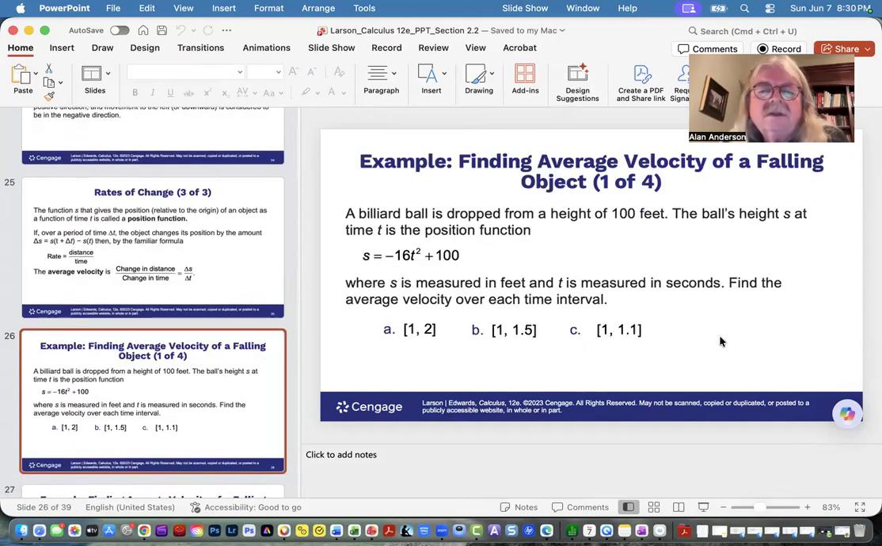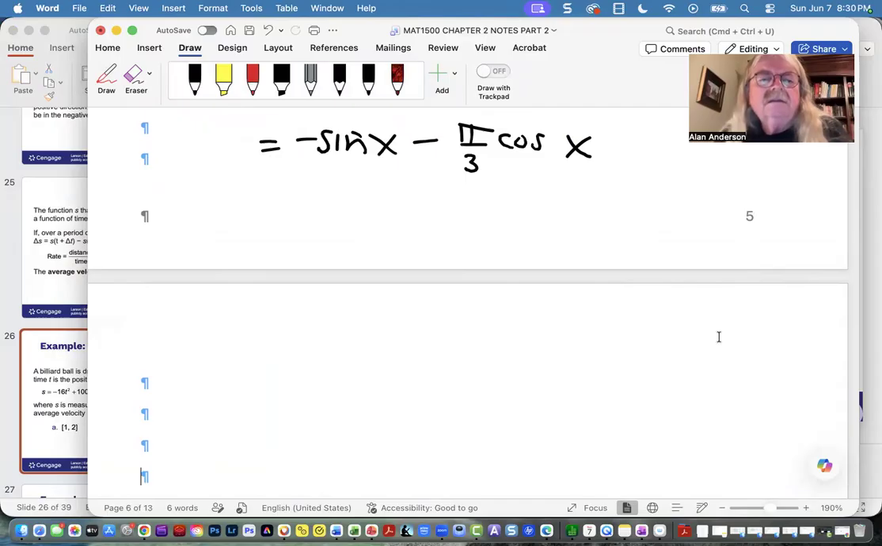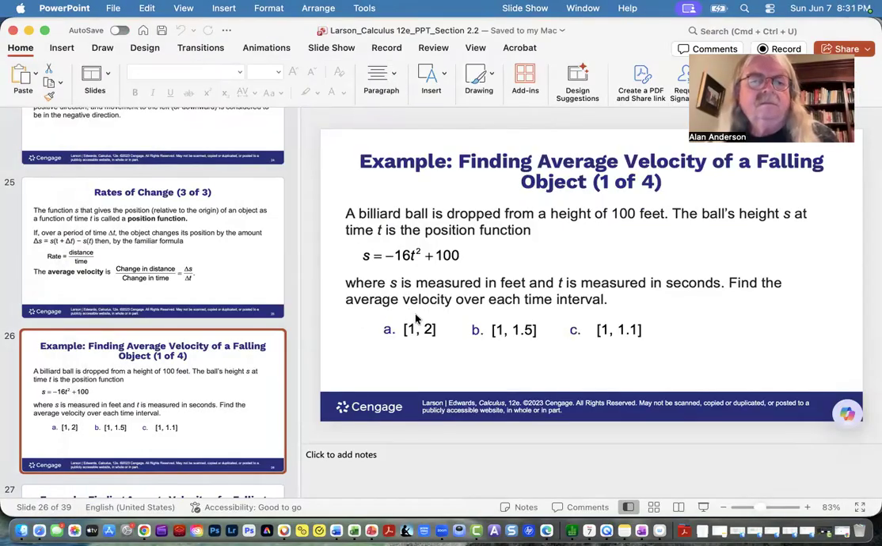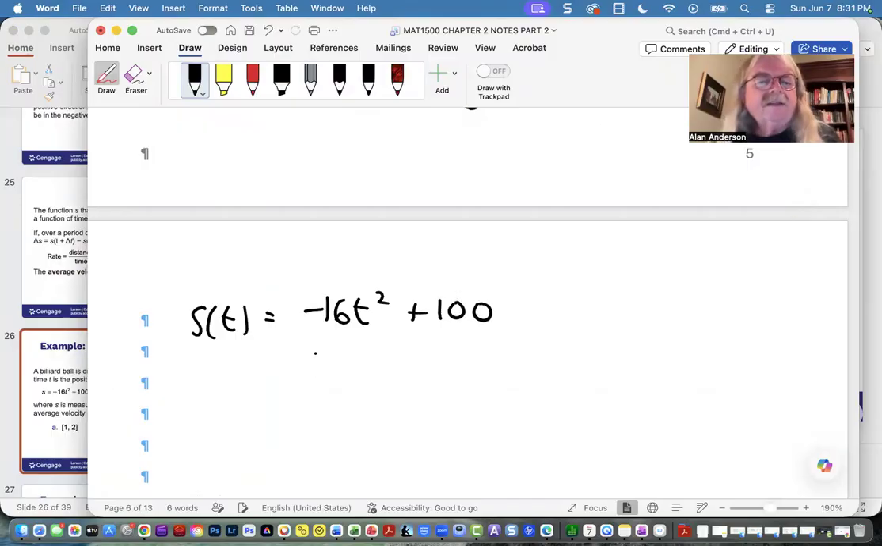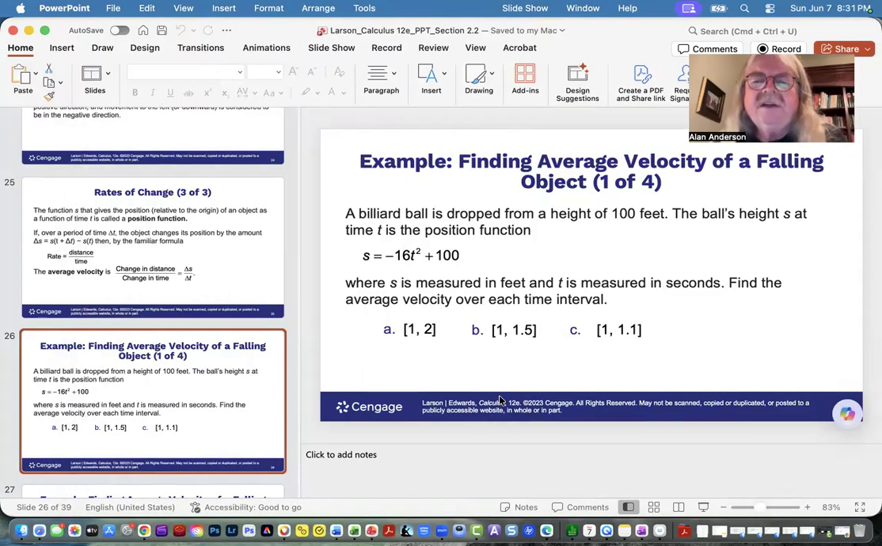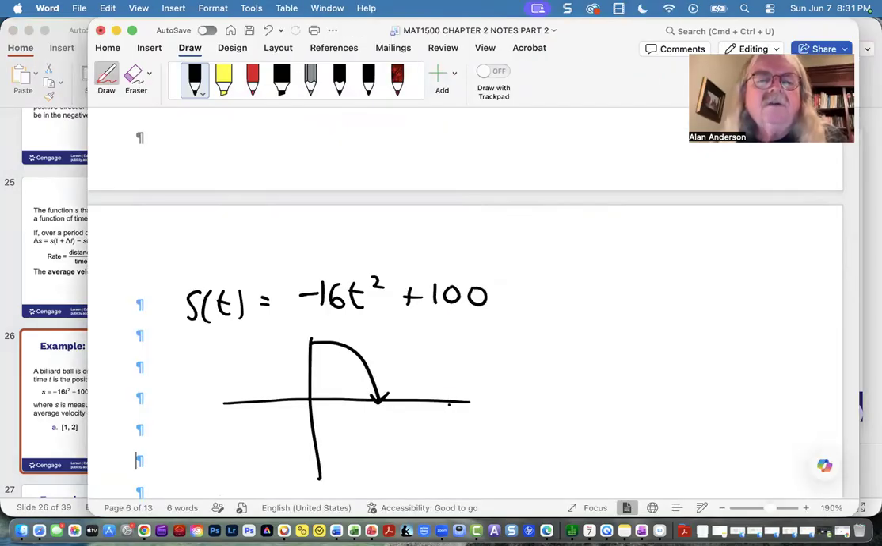So what they want us to do is, let's say a billiard ball is dropped from a height of 100 feet. The ball's height S at time T is this. So basically it looks something like this. That's where the ball is going. You throw it out and it goes out in that direction. So what they're after here is the average velocity over each of these intervals.